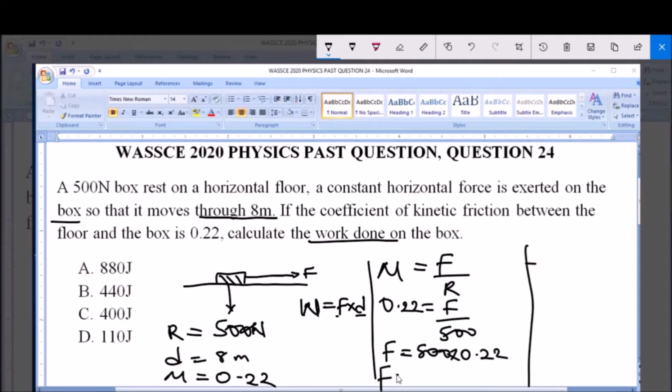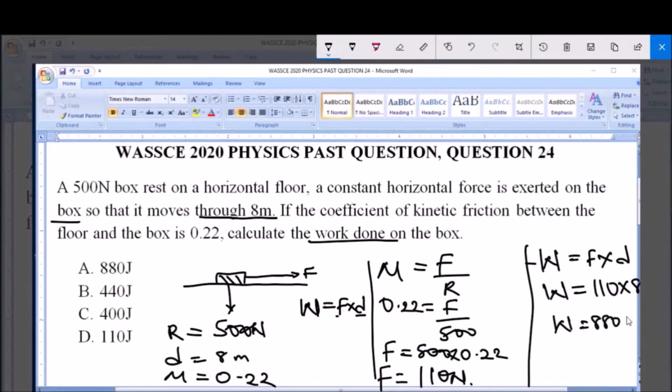And F is equal to 110 newton. So this is the horizontal force. Now to find the work done, W is equal to force times distance, and this is equal to 110 newton multiplied by 8, and W, the work done, is equal to 880 joules, and that is option A. So the work done is 880 joules.